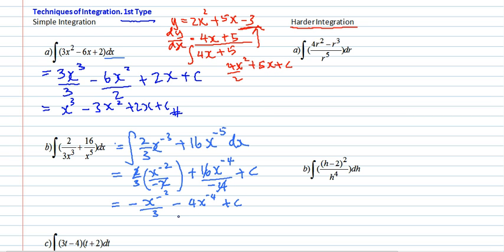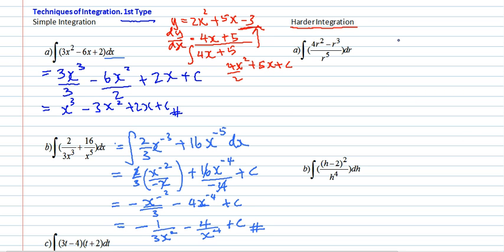Now please do not leave your answer like this. You are expected to move the x to the power of -2 and x to the power of -4 back to the denominator. So that leaves you -1 over 3x squared, and when you move it to the denominator, 4 over x to the power of 4, plus c, and this is your final answer. Alright? Okay, a very quick one.